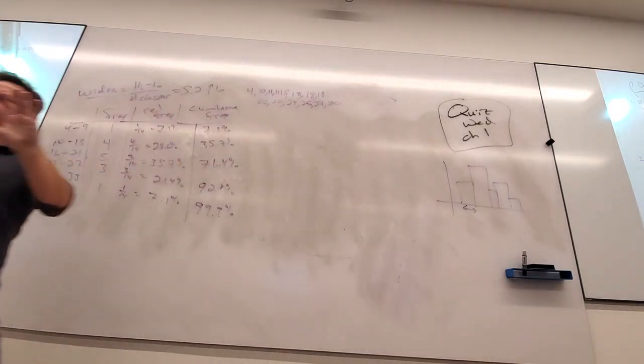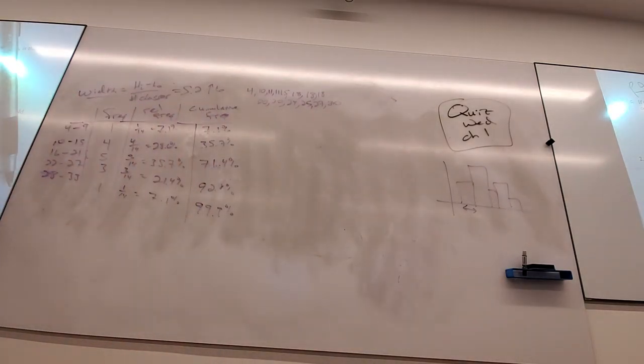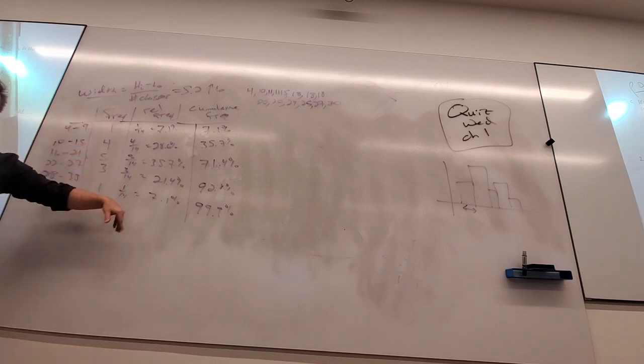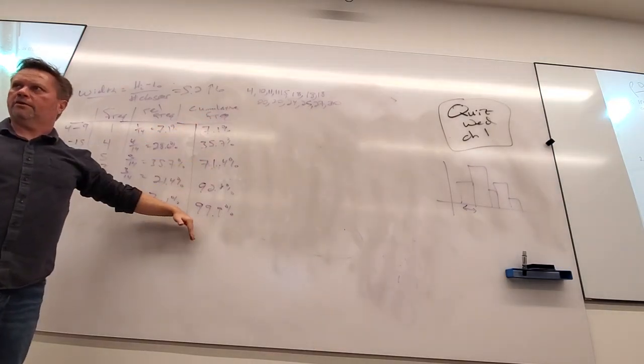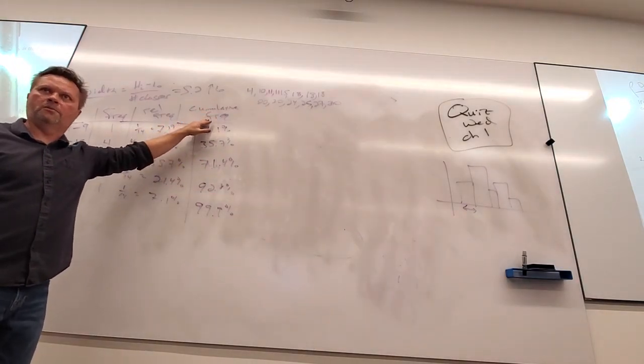Okay, is everybody with me so far? I think the trickiest parts of this are remembering how to get the width and then how to actually build the classes. After that, it's just count, divide. I'm not even going to worry about the cumulative part, to be honest. It's going to be in your homework, but you just add.